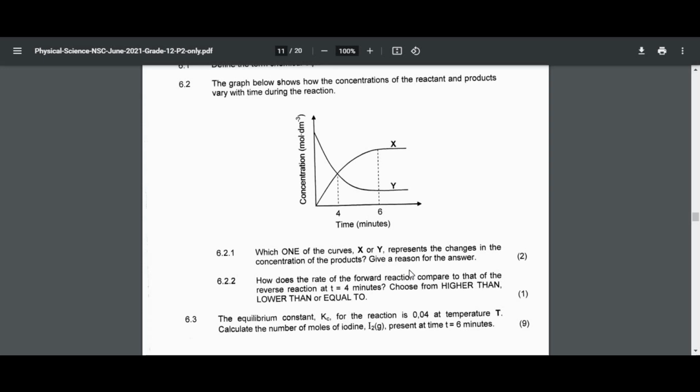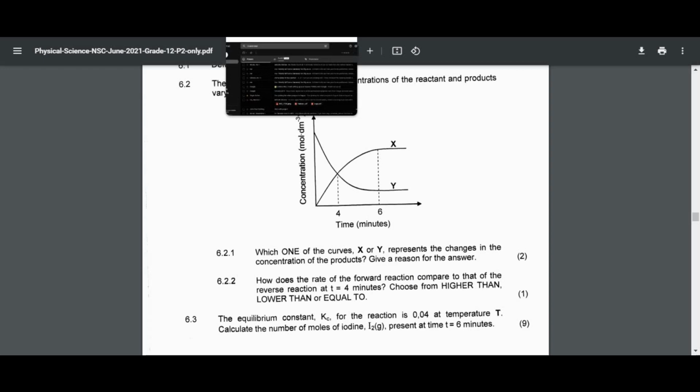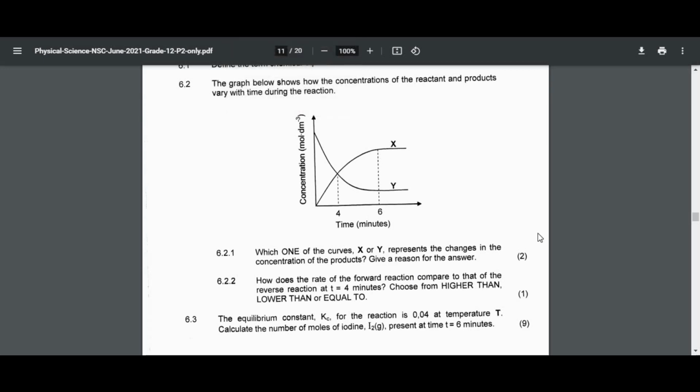This is all from 0 to 6 minutes, of course. And no products obviously were present initially as well. That could have been another reason. And the curve also begins at 0. So here, of course, Y starts at a certain concentration and then goes down. But curve X begins at 0, so it climbs up. So that's definitely the changes in concentration of the products.